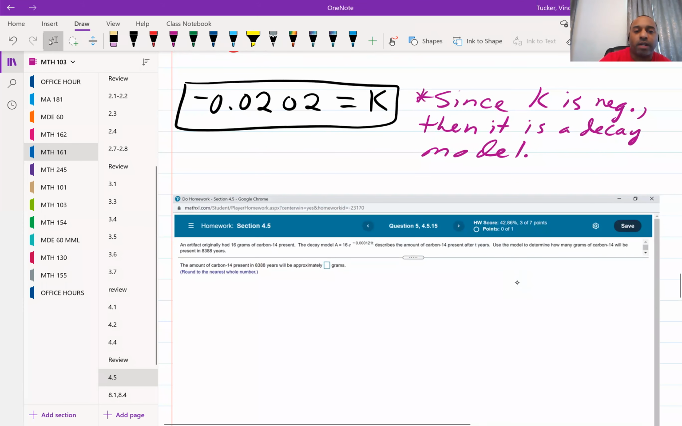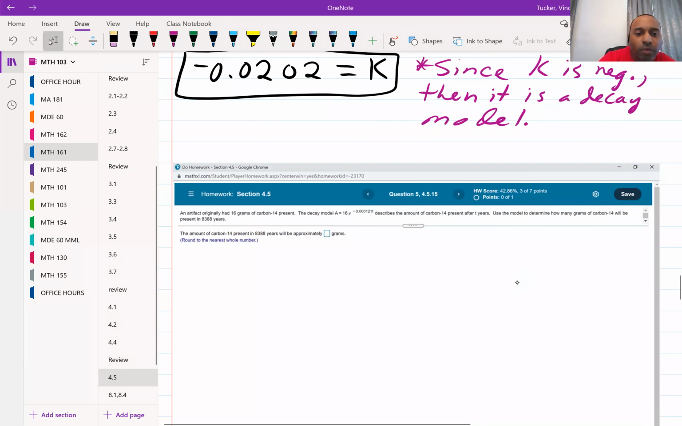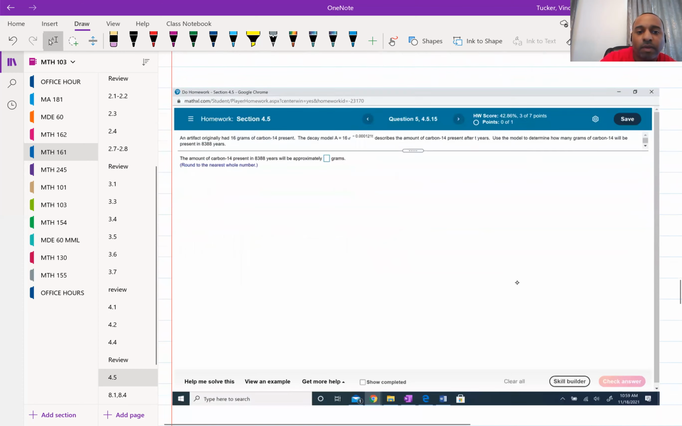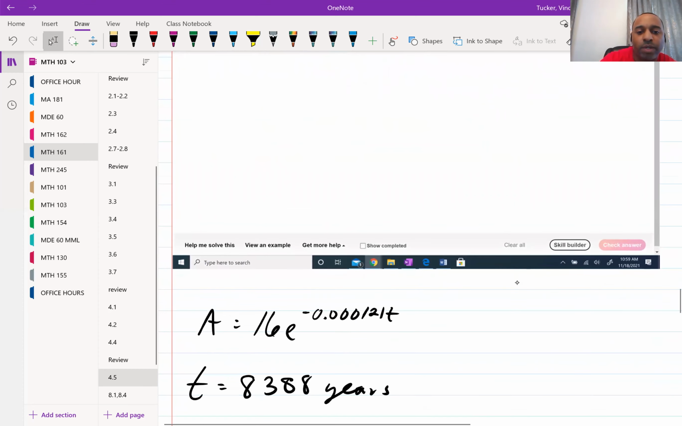All right, let's look at another one. So we have an artifact originally had 16 grams of carbon-14 present. The decay model is A equal to 16 e to the negative 0.000121 t. Describes the amount of carbon-14 present after t years. Use the model to determine how many grams of carbon-14 will be present in 8,388 years. Once again, start off with what we know.